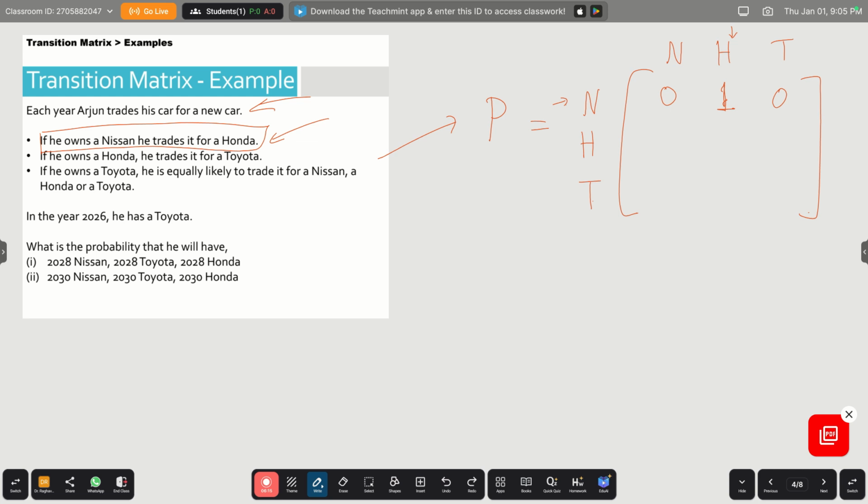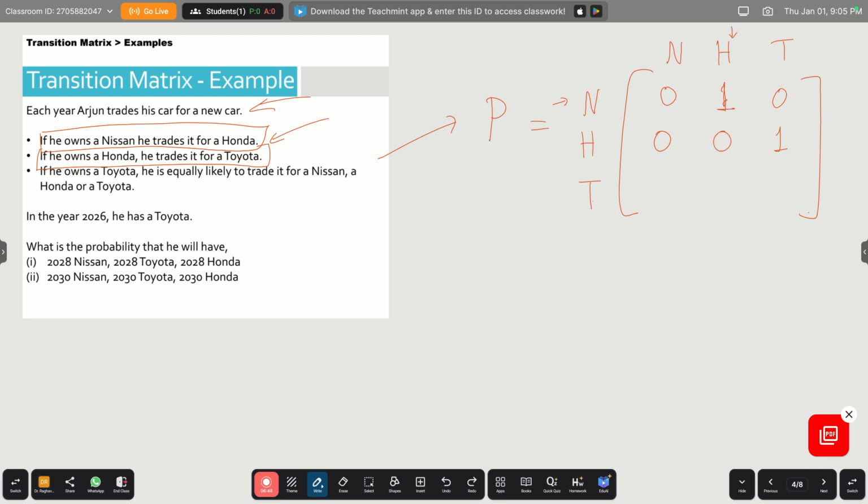And what if he owns a Honda? I'll take it in the second row. If he has a Honda now, he trades it for a Toyota. So for sure, he will buy Toyota only. So this is full probability 1. If he has Honda, second row, then he will go for the third column, Toyota. 1 is the probability that if he has Honda now, next year he will have Toyota. So he will not have Nissan, he will not have Honda.